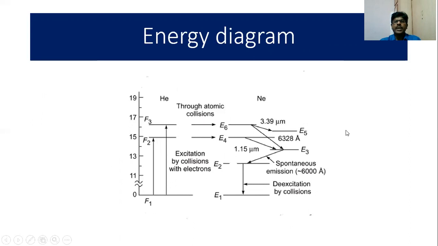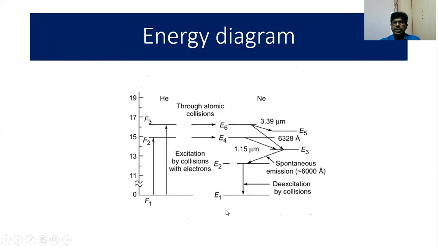This diagram shows the energy levels of helium and neon. Helium has three energy levels, F1, F2 and F3. Neon has six energy levels, E1 to E6. As you can see, the energy levels of neon, E4 and E6, are very close to those of helium, F2 and F3. Initially, the helium and neon atoms are in the ground state.